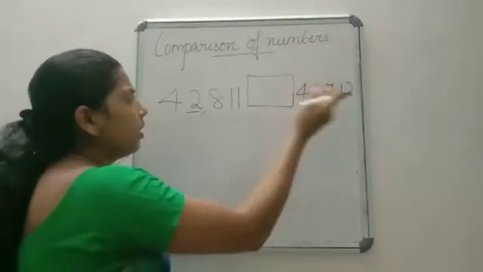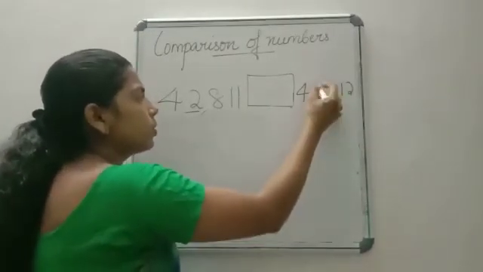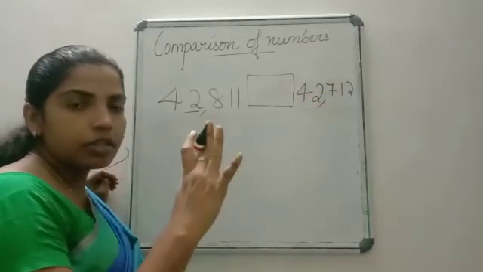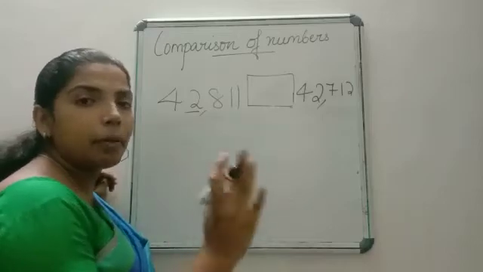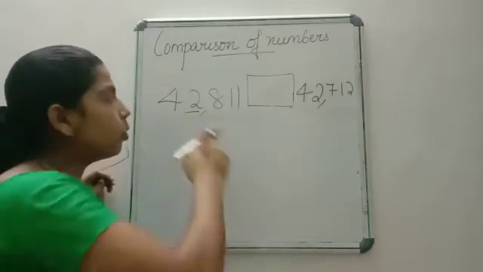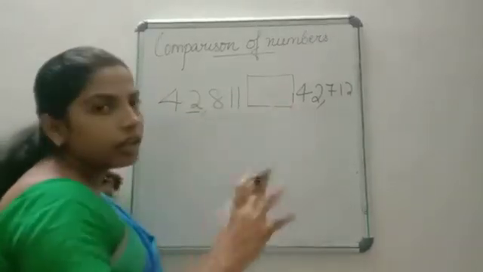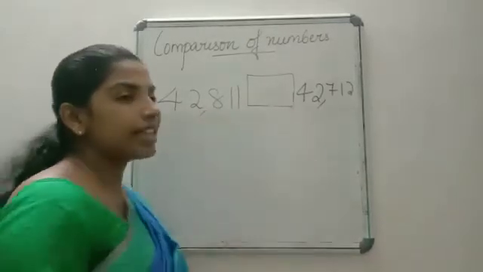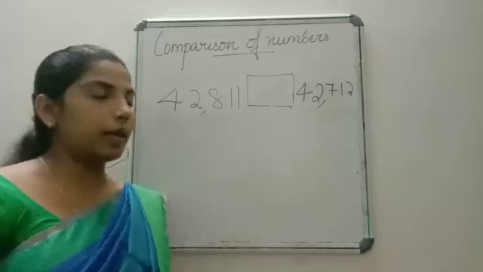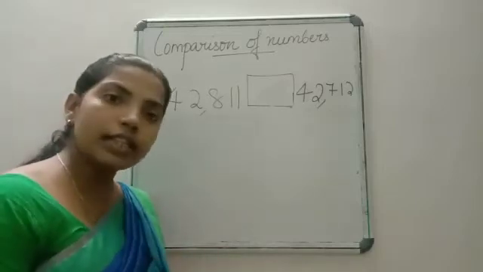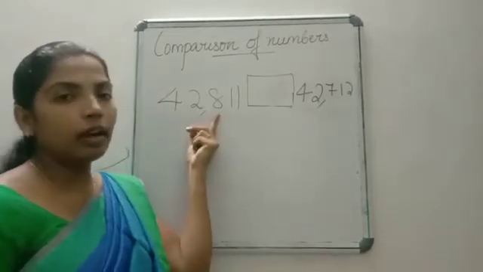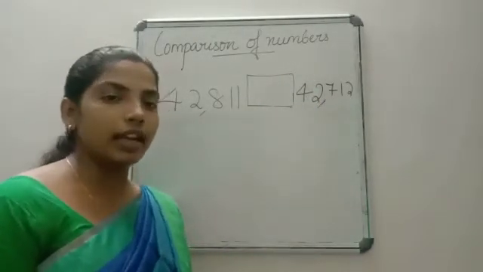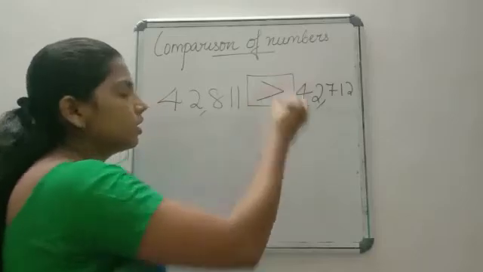For example, if the second digit is also the same, then what will we do? Our first step is gone since both have the same number of digits. Our second step was to check the first digit, and it is also the same. Now we move to the third step, looking at the second digit. That is also the same. Now what to do? Move to the next number, the digit in the third place. 8 and 7. Which is greater? 8 is greater. So we can say that this is greater.